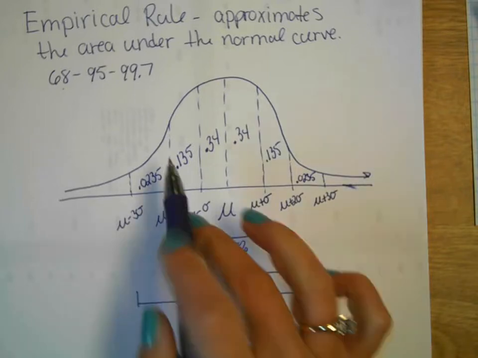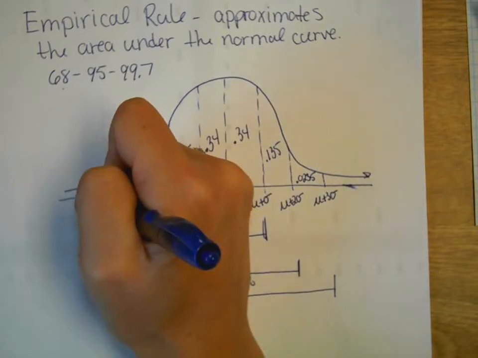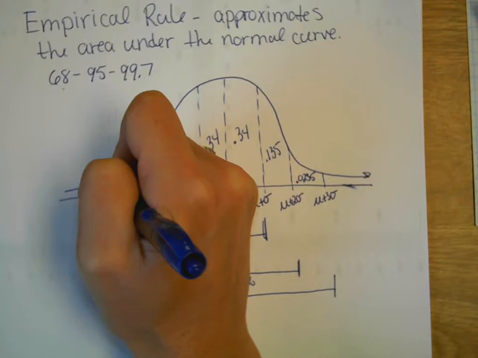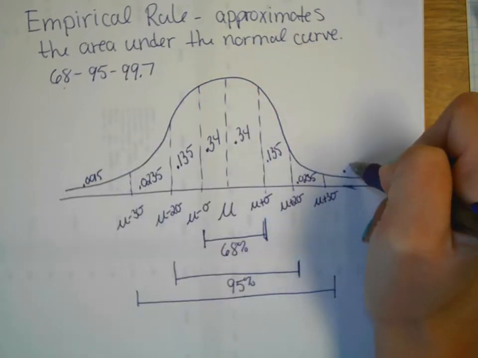And then again, it's that 0.3%. You get 0.0015 in each of the tail pieces.